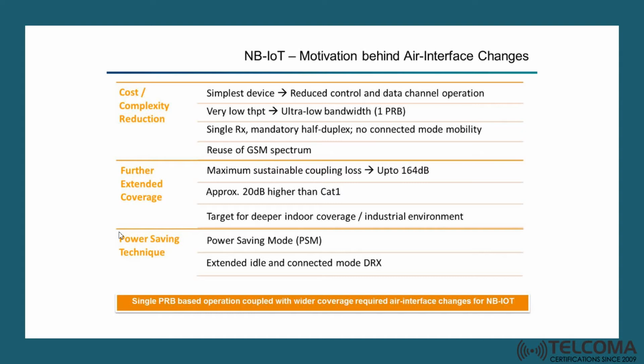Further extended coverage: we have seen that through CATM1 we achieved some extended coverage through CE mode A and mode B. Here the aim is to extend further and get a maximum coupling loss of 164 dB, which is approximately 20 dB higher than CAT1 devices. The main target is deeper indoor coverage in industrial environments, underground establishments, very remote establishments, etc. And power saving remains the same as we have seen before.